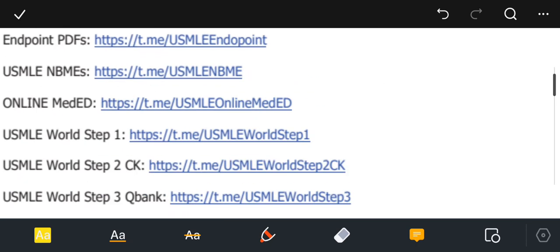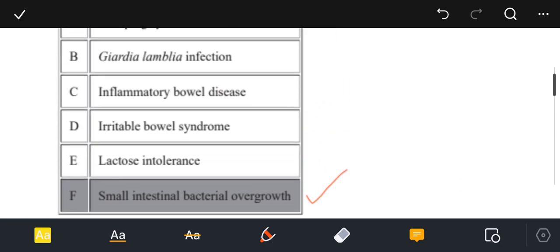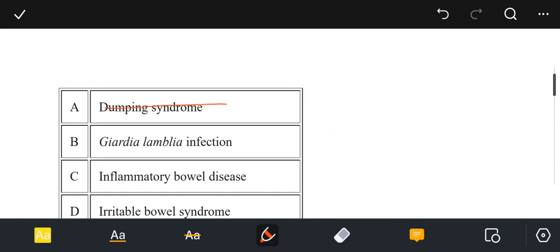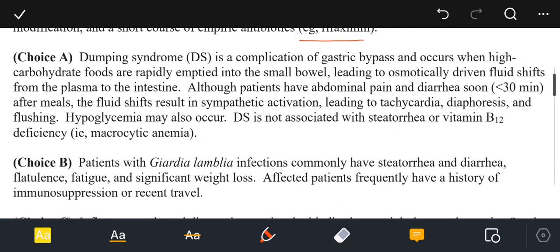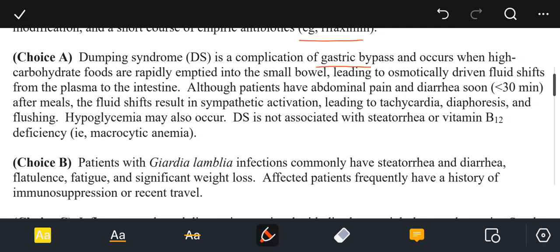The choice A, that is dumping syndrome. So over here they're saying dumping syndrome was not the option of choice because dumping syndrome is a complication of gastric bypass and occurs when high carbohydrate foods are rapidly emptied into the small bowel, leading to osmotically driven fluid shifts from plasma to the intestine. Although patients have abdominal pain and diarrhea less than 30 minutes after a meal, the fluid shift results in sympathetic activation, leading to tachycardia, diaphoresis, and flushing.